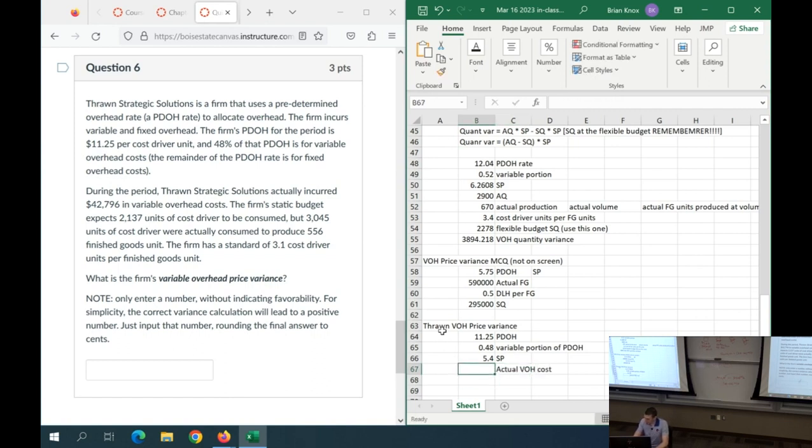Great. Now, our actual variable overhead costs are $42,796. In the previous question, I ignored that sentence because we were looking for a quantity variance, and that's this box over here. This question is looking for a price variance, so that box is important. I'm not going to ignore that. I'm going to write it down, 42,796. Now, the firm's static budget expects 2,137 units of cost driver to be consumed. That's not relevant to us. In fact, pro tip: I don't think any of these questions ever have that number being relevant. It's always there to distract you. The standard quantity at the static budget.